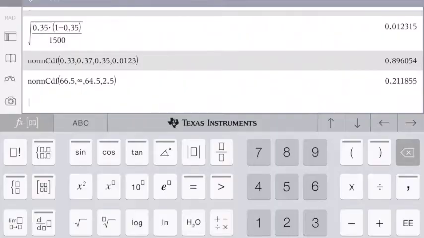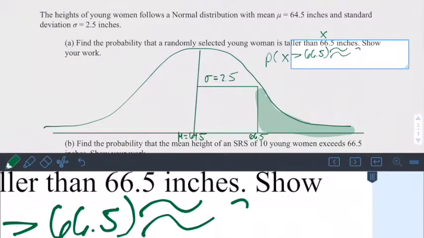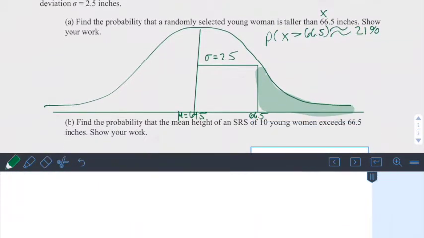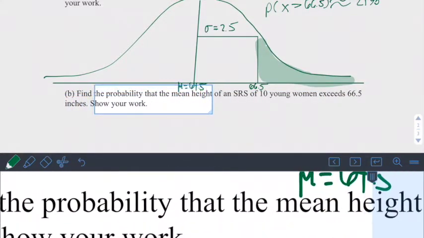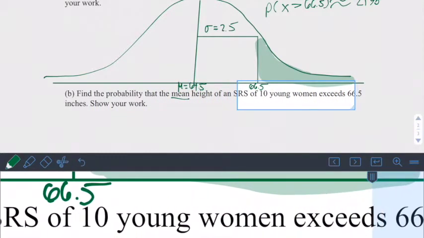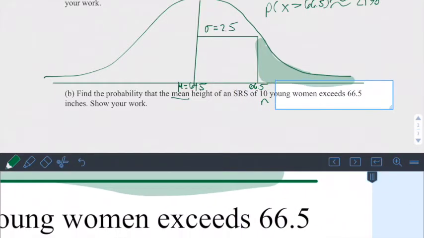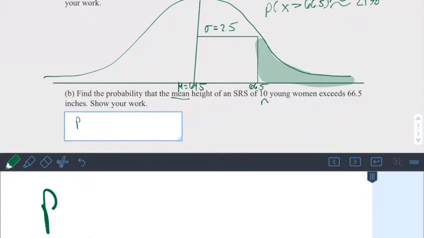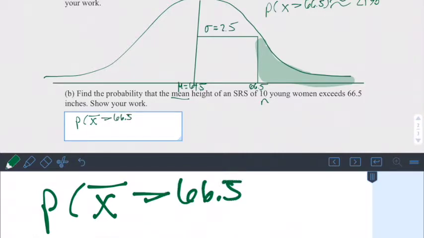So there's a 21% chance. So about a 21% chance that a randomly selected young woman is taller than 66.5 inches. But now we're changing it up. Find the probability that the mean height of a simple random sample of 10 young women, so that's n, exceeds 66.5 inches. So now this probability is the probability x bar is greater than 66.5 inches.